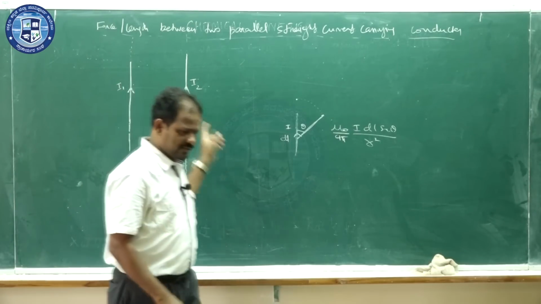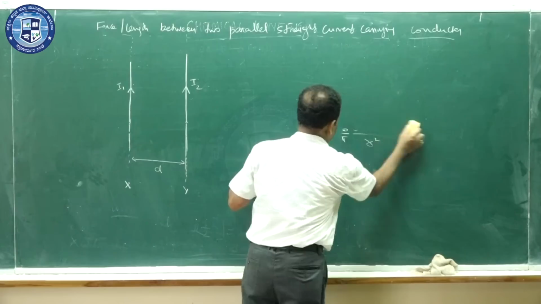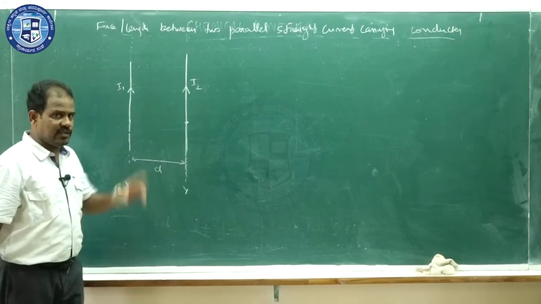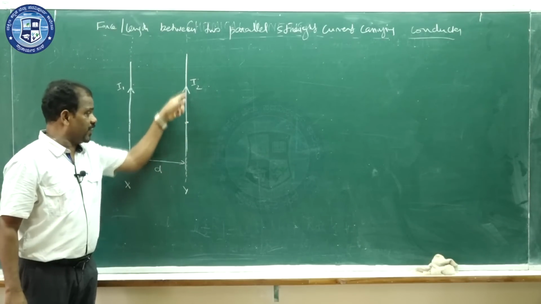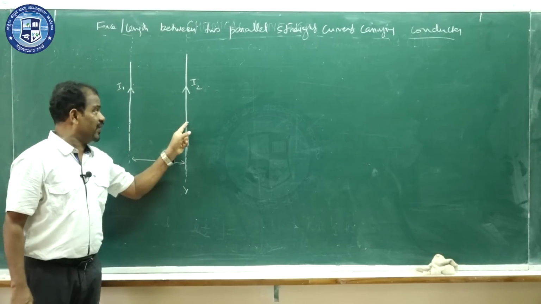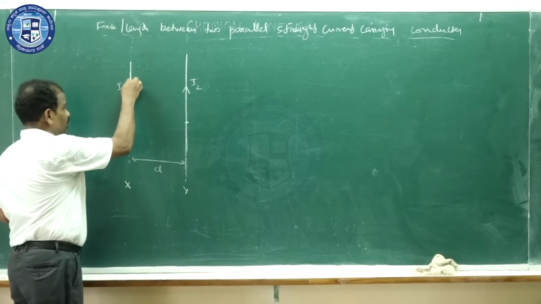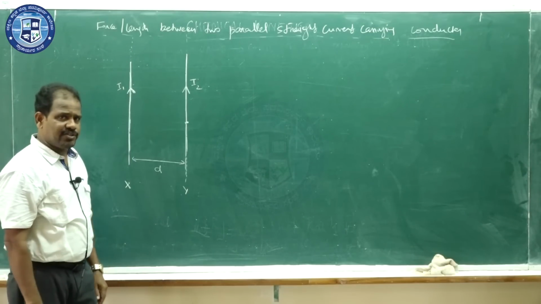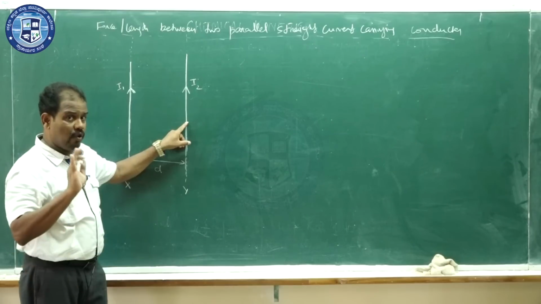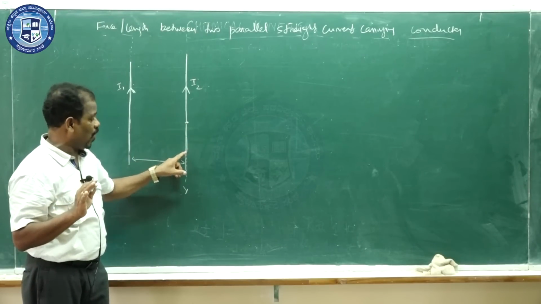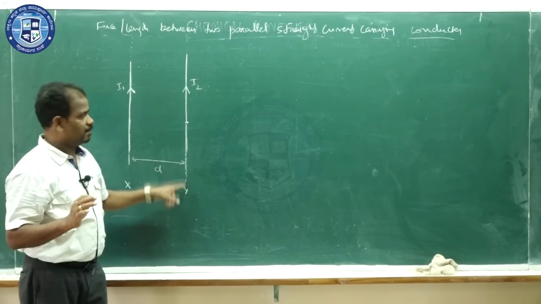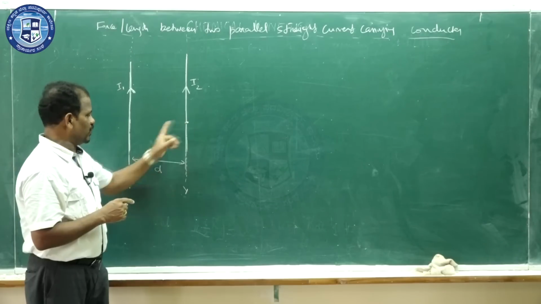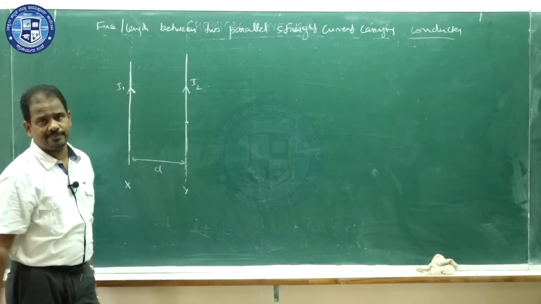Therefore, this is the place on the conductor Y. At this place on the conductor Y, there is no magnetic field due to I2, but there is a magnetic field due to I1. Is it right? So at this point, there is no magnetic field due to I2 or Y wire. But this is surrounding conductor X. Therefore, there is a magnetic field due to X, that means the one carrying current I1.